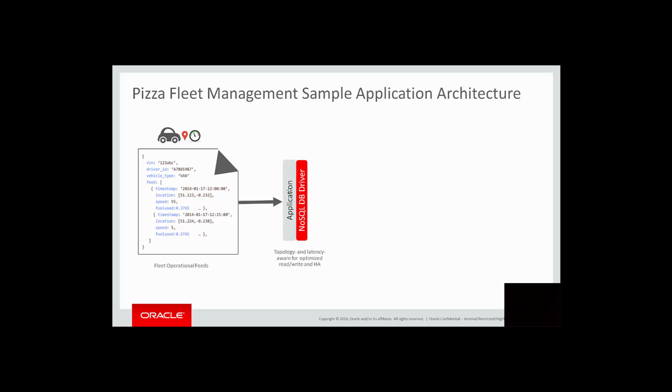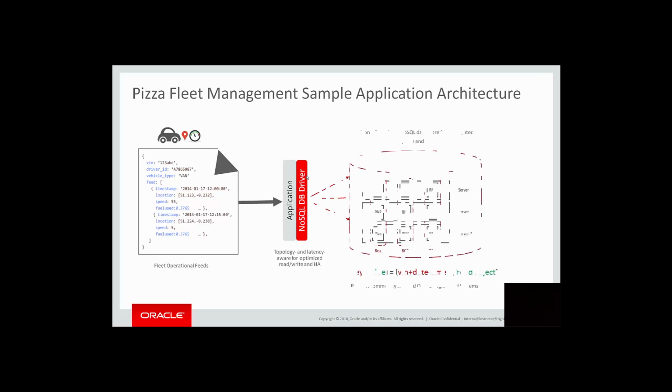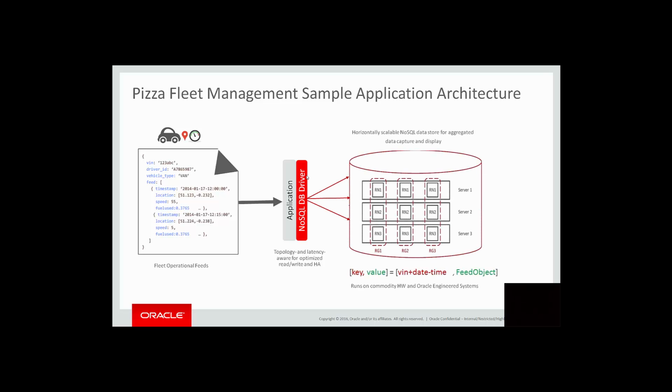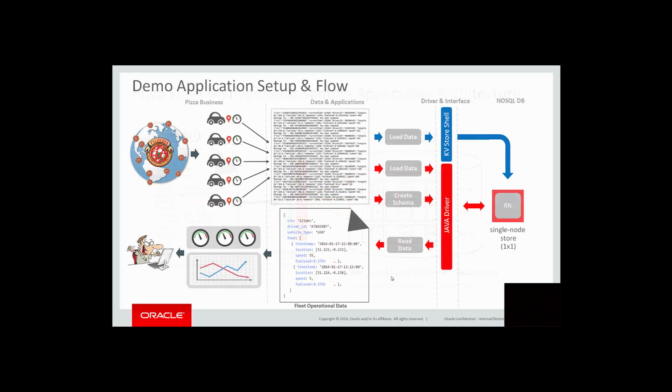So all these are running to this application. And there is a NoSQL driver on the client side, which talks to the backend server. It's a key value database. So the key will be the VIN and date time, and the feed object will be the value. So that's how we are displaying the data.